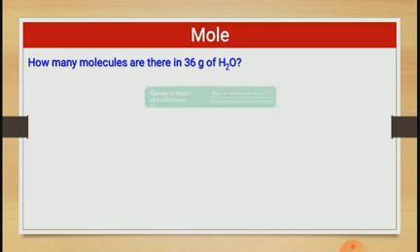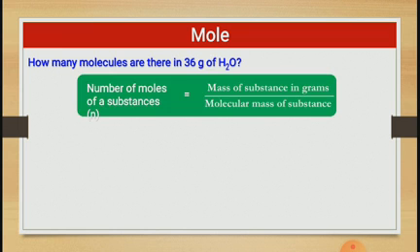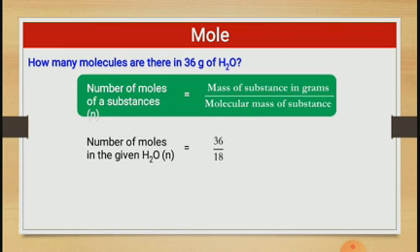This is the formula. How much mass is given? 36. And the molecular mass of H2O is 18. Now see, H2O is 1 into how many atoms? 2. So 1 into 2 plus oxygen. There is only 1, so 16 ones are 16. So 2 plus 16 is 18. So 36 divided by 18 is 2.